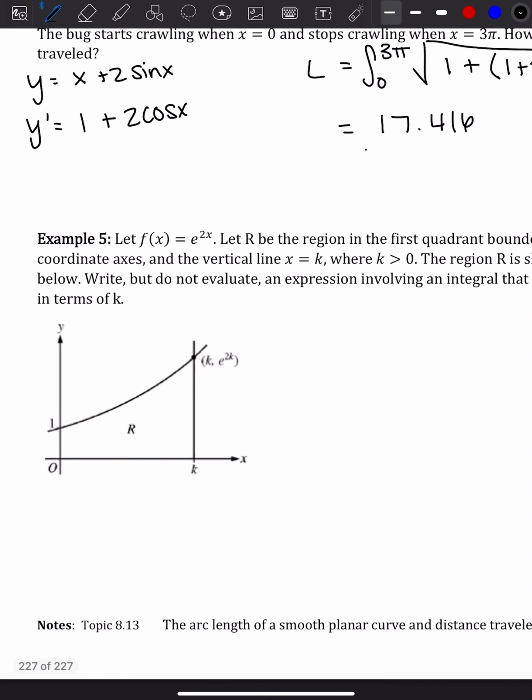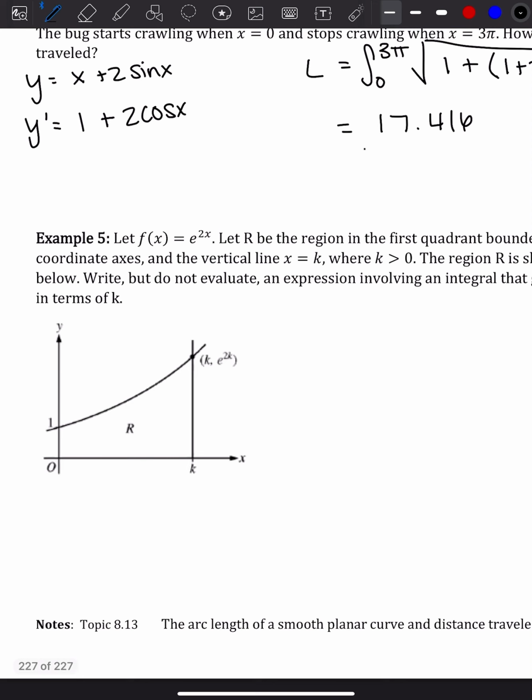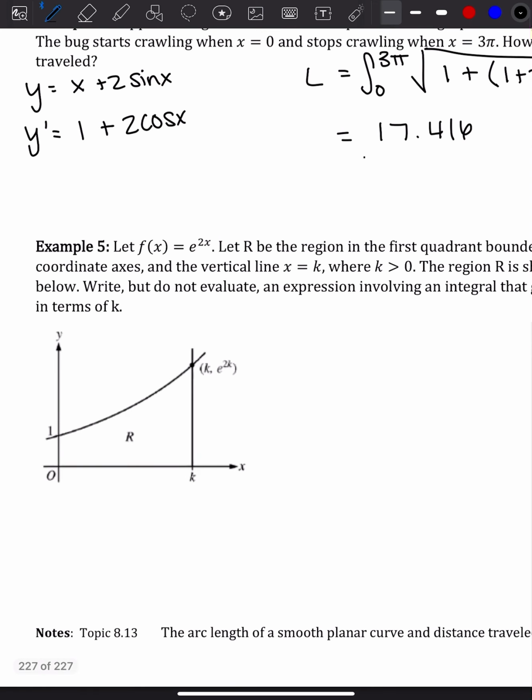So what we want to do is find the perimeter. And it says write but do not evaluate an expression involving the integral. So we have to remind ourselves, perimeter is that outside distance around whatever shape we're looking at. Okay. So some things that we can already see: the distance between 0, 0 and our point up here, 0, 1, is a distance of 1.